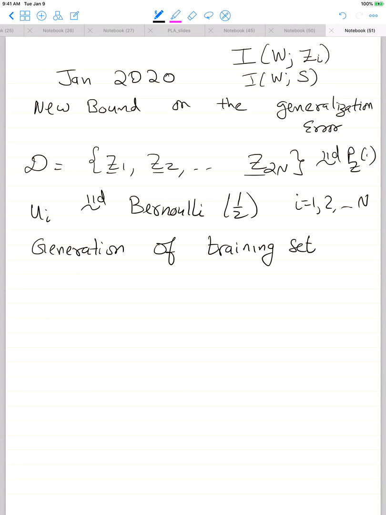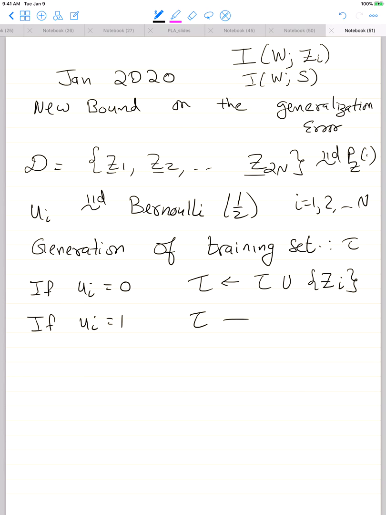If U_i is 0, then tau, the training set, will have tau union z_i. We put the ith example in the training set. If U_i is 1, then tau will take tau union z_{i+n}. So at each time we have two choices, either to include z_i in the training set or z_{i+n}, but not both. We select one out of the two at random.